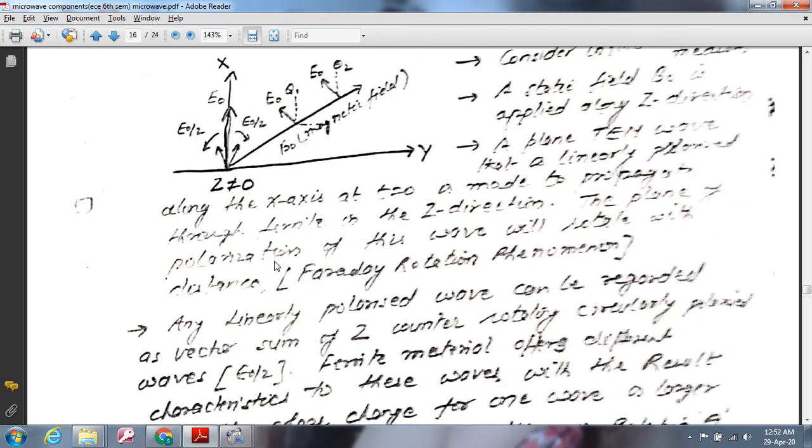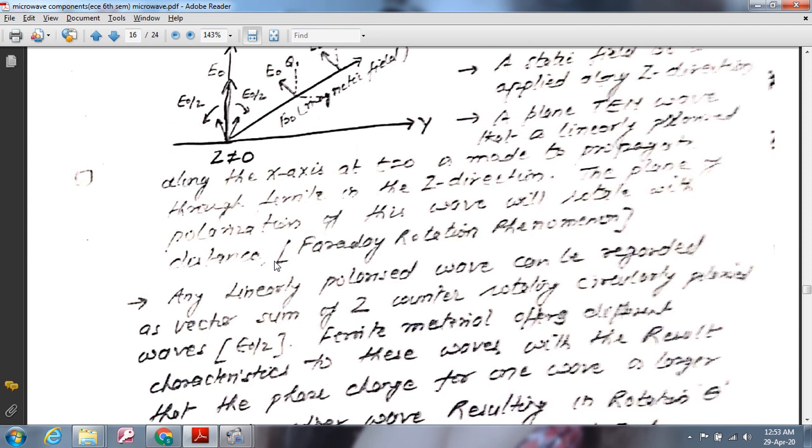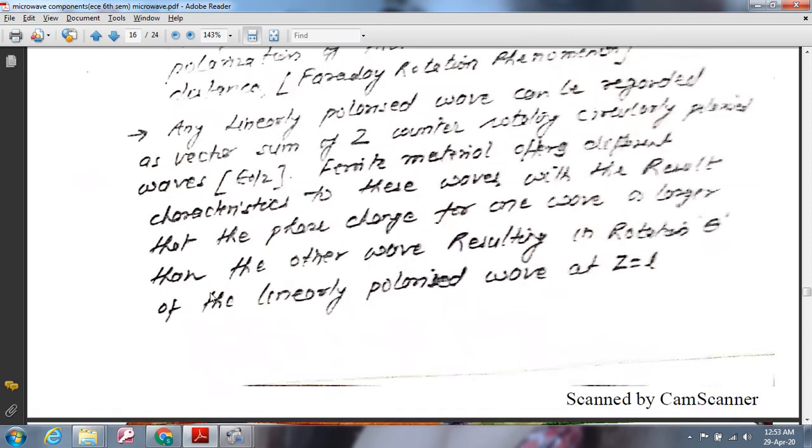Any linearly polarized wave can be regarded as the vector sum of two counter rotating circularly polarized waves. Ferrite materials offer different characteristics to these waves, with the result that the phase change for one wave is larger than the other wave, resulting in rotation theta of the linearly polarized wave at z equals L. Now we see a rotation of 100 degrees or more per centimeter of ferrite length is typical for ferrites at a frequency of 10 gigahertz.